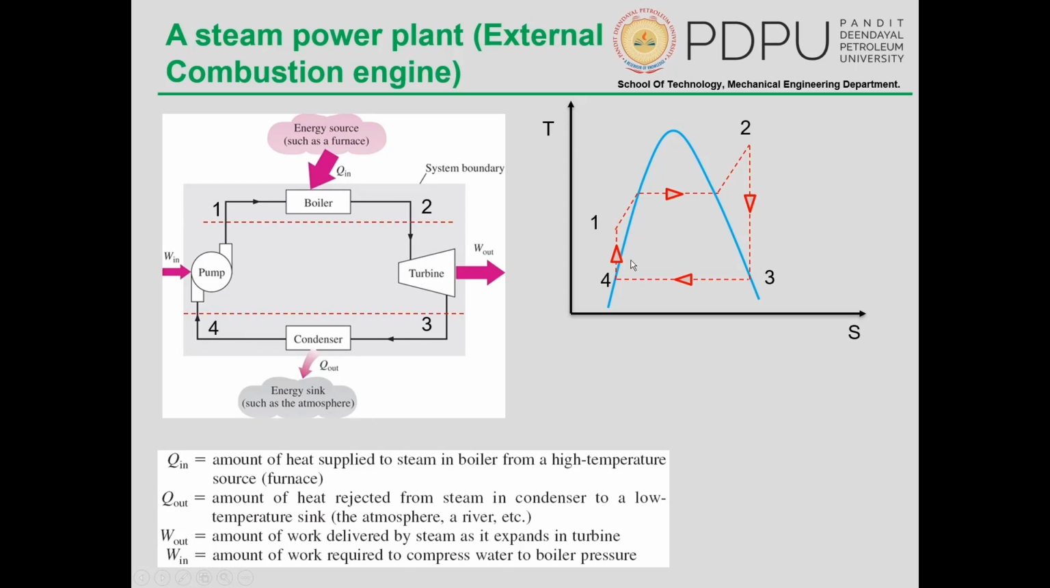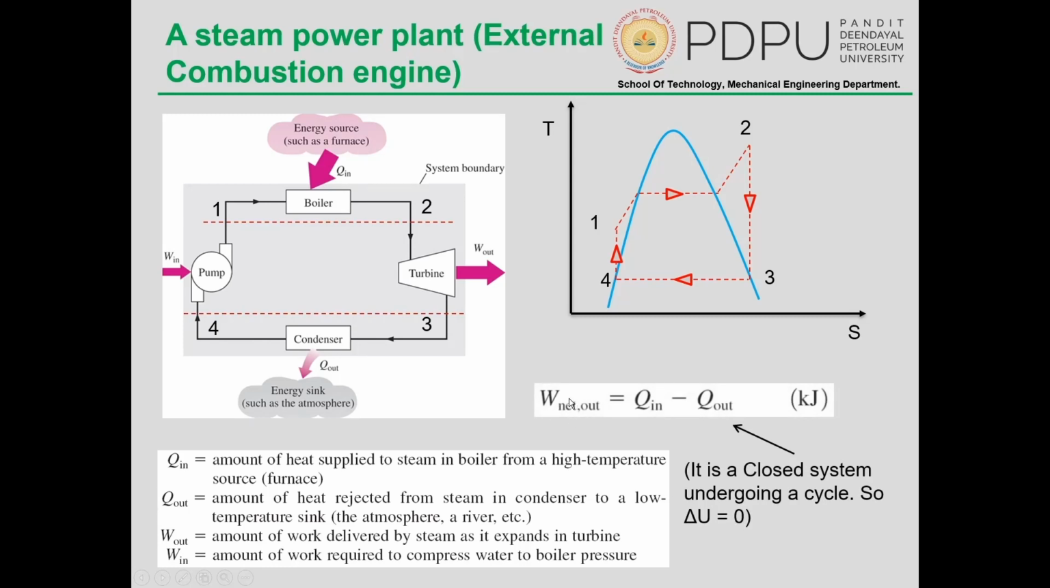Now if you try to apply the first law, what we get is this: the net work is nothing but Q in minus Q out, because since it is a closed system undergoing a cycle, the change in internal energy is 0. This is nothing but the application of the first law here. So here we also understand what the net work is. This net work can also be given as the work out, basically the work done by the turbine, minus the work required by the pump. So this is what we have as net work, and two equations to find it.